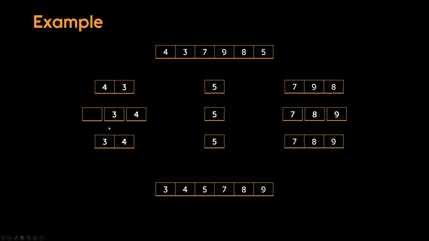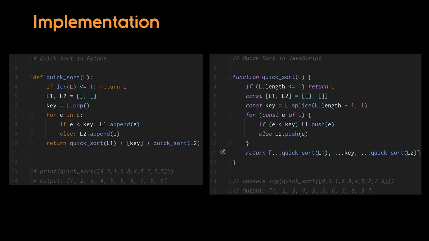So now we get the values back. So here we have a list of 3 and 4. On the right side we have a list of 7, 8, 9. And the final step on the bottom consists of concatenating these lists we have. So this list, 3, 4, then 5, which was the original pivot, and then the last list.